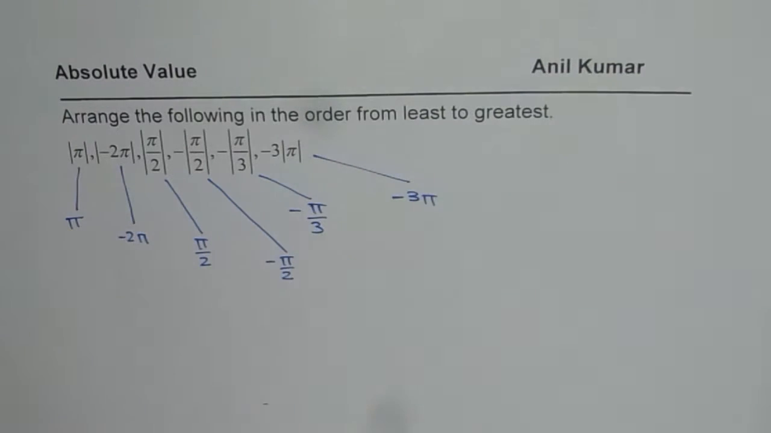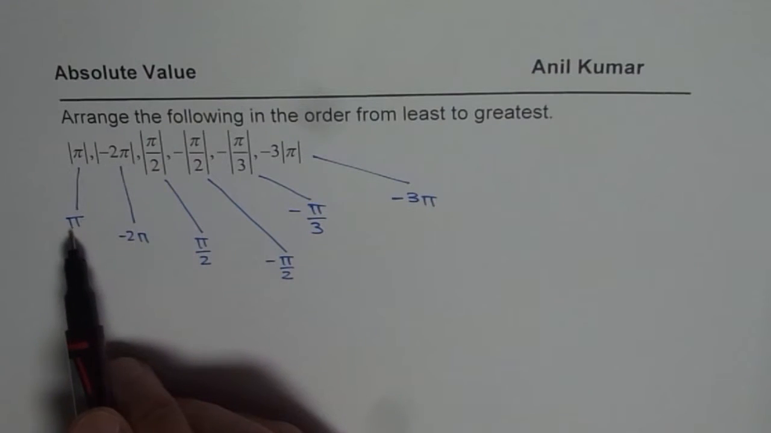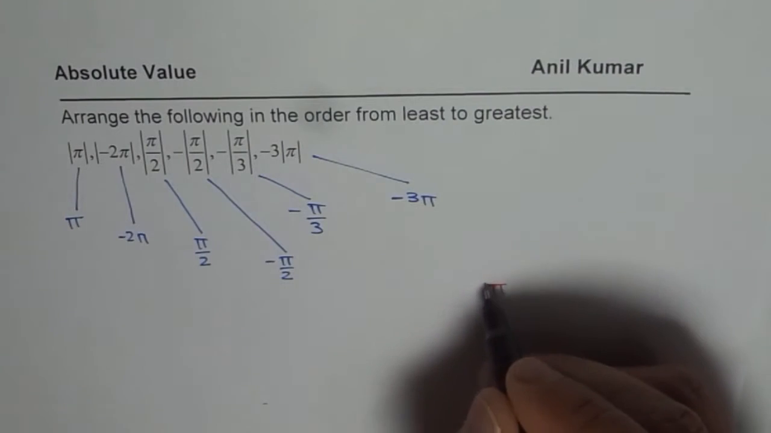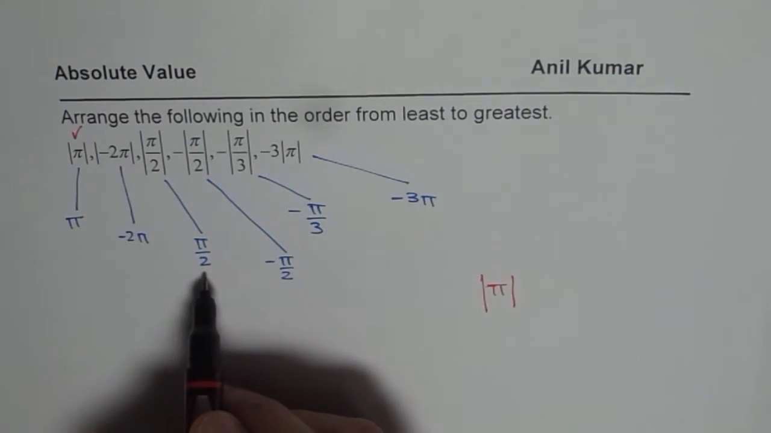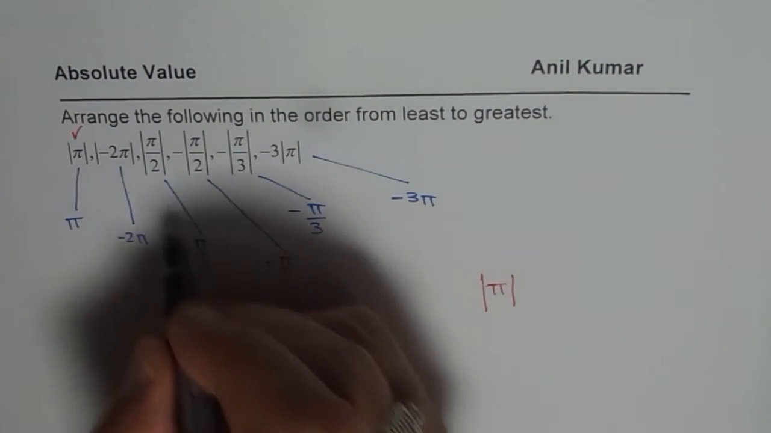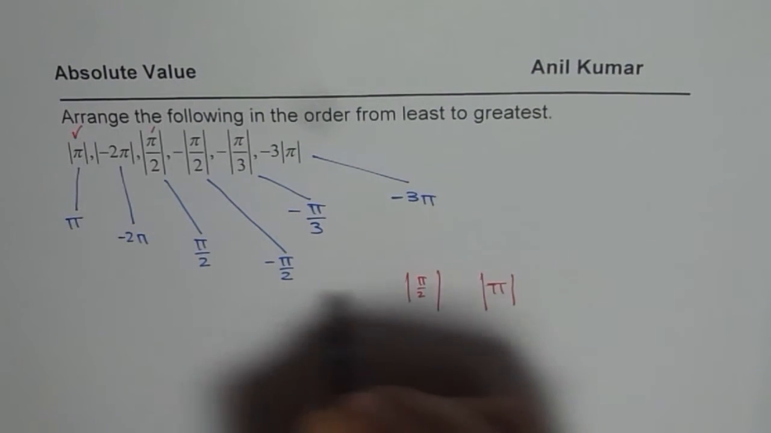Once you get all these values, you know which one is the largest and which one is the smallest amongst these, right? So the largest value we can start writing is the very first one. Amongst the positive values, this is the largest value. So let me write pi here to begin with. That is my first value. So I've taken care of this one, correct? Now pi by 2 is my next positive value, smaller than this. So I can write this value as absolute pi by 2, which comes next.